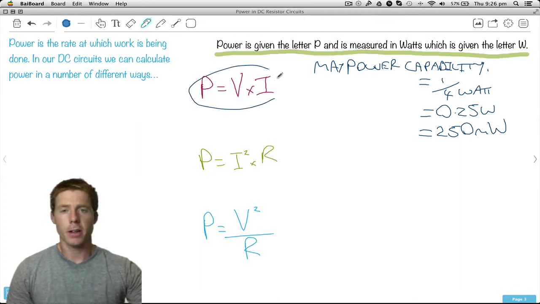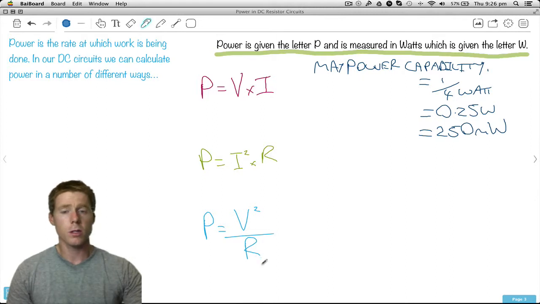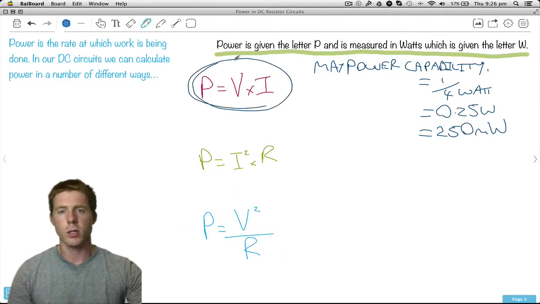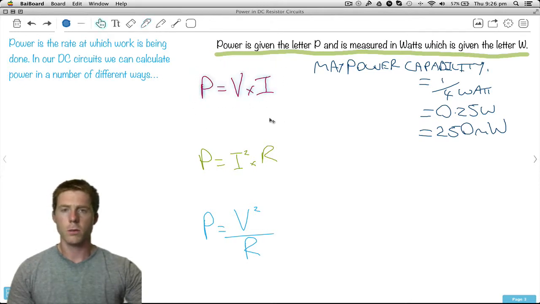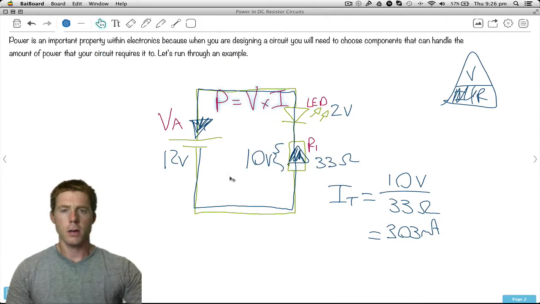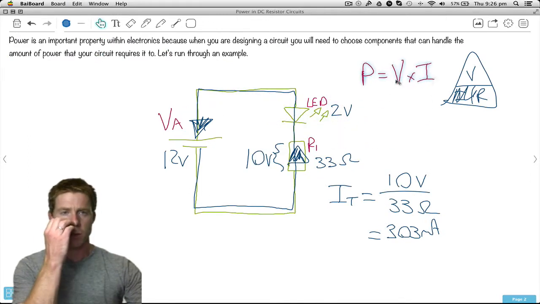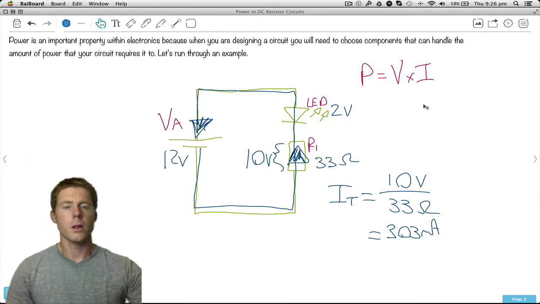Well, we can calculate that in a number of ways. We can do power equals voltage times current. We can do power equals current squared times resistance, or power equals voltage squared divided by resistance. Let's just go with this nice easy one right here. Power equals voltage times current. So I'm going to copy that and paste it in over here. Let's put it up there, and we don't need this anymore.